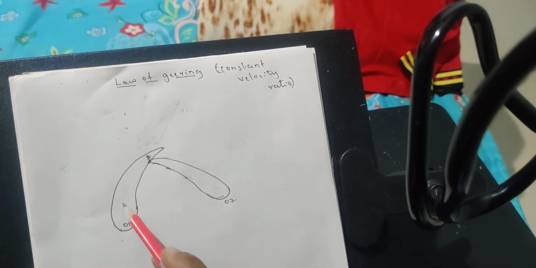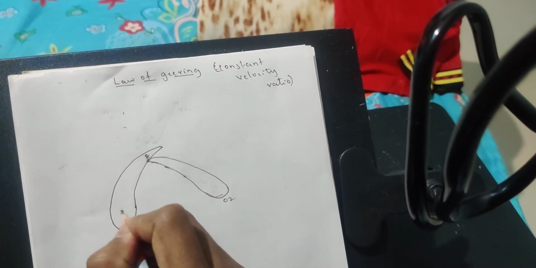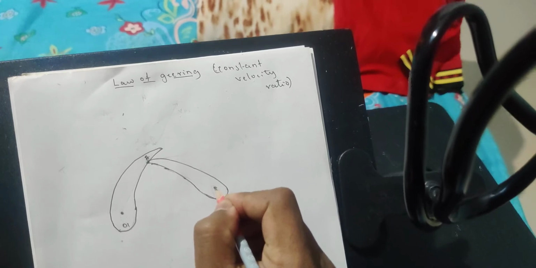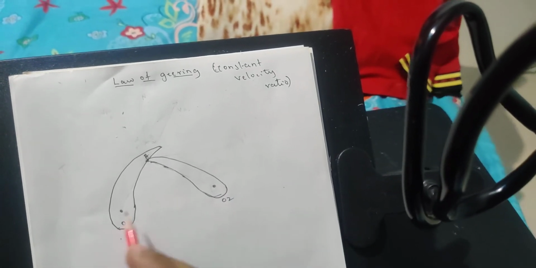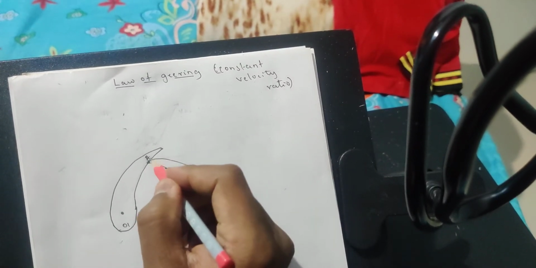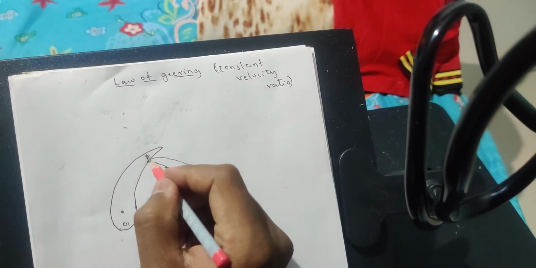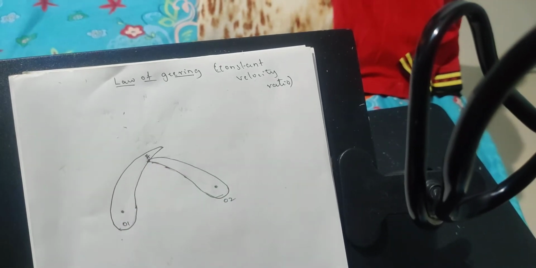I'll be calling them body 1 and body 2. These two bodies have been fixed at a particular point here. This is the axis of rotation, so I have named them O1 and O2. And these two bodies come into contact at a particular point, which I have named A1.